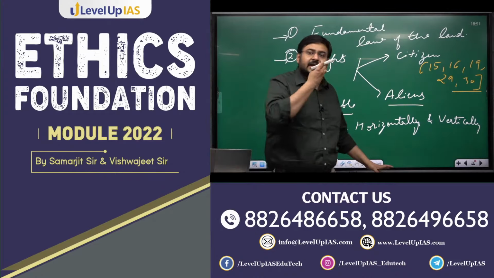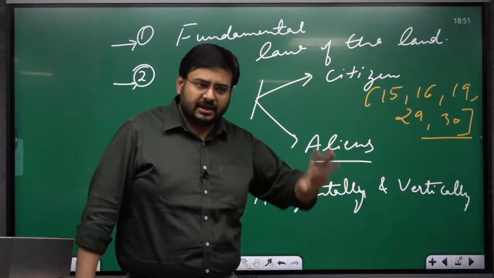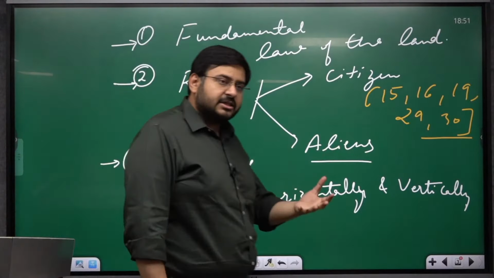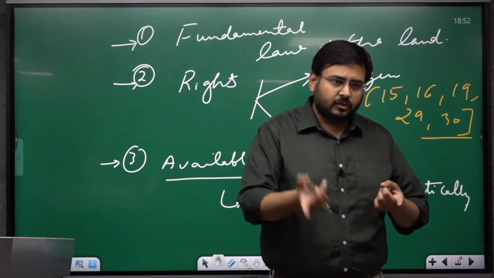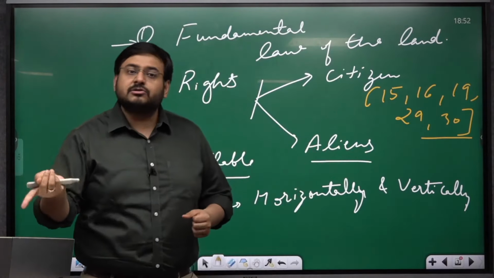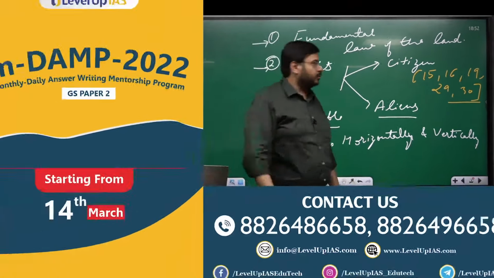So, we can demand our rights at the horizontal level also, and vertically means we can demand them from the state. So, rights are both. For example, abolition of untouchability protects not only from the practice of untouchability by the state, but also by any other individual. So, it is available vertically and horizontally both.